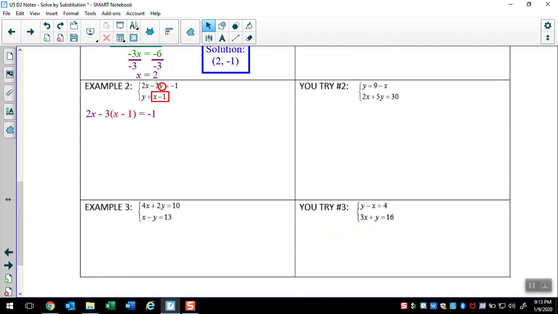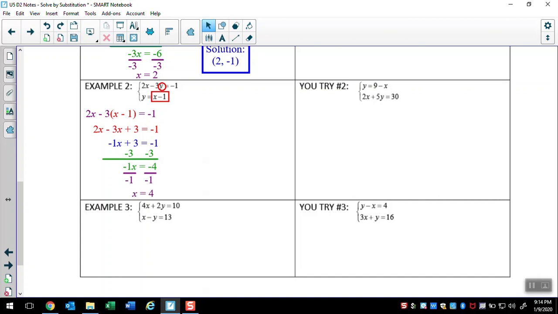Now I can go ahead and solve for x. First thing I need to do is distribute the 3, and then I can combine my like terms, so 2x minus 3x will give me the negative 1x. To solve for x, the first thing I need to do is subtract 3. And then we are left with negative 1x equals negative 4. Now I can divide both sides by negative 1, and we're left with x equals 4.